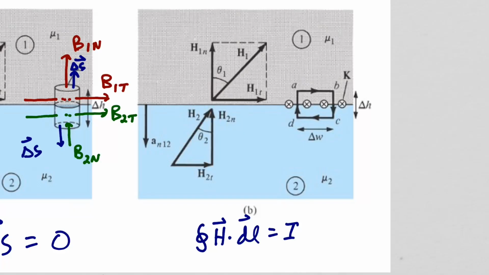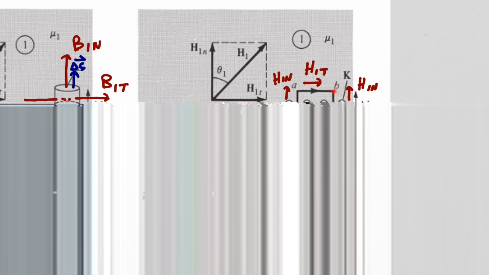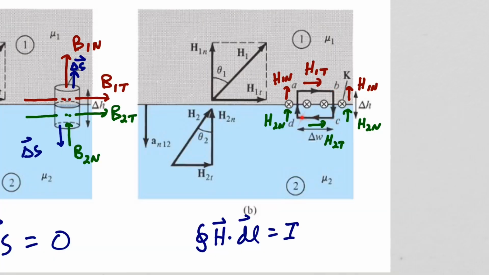To get the relationship for the tangential components of the magnetic fields, we're going to apply Ampere's circuital law. We will choose an Amperian loop that runs parallel or normal to our interface. We are also going to include the possibility that there could be a surface current density flowing along the boundary.